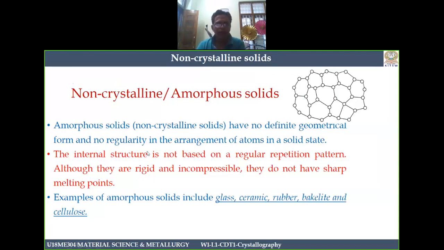Non-crystalline materials are also called amorphous solids. They do not have a definite melting point. The melting point ranges over a certain temperature. Examples of these non-crystalline solids are glass, ceramic, rubber, bakelite, and cellulose.